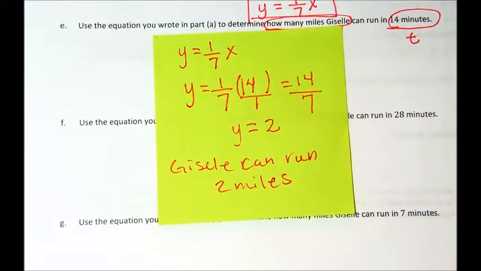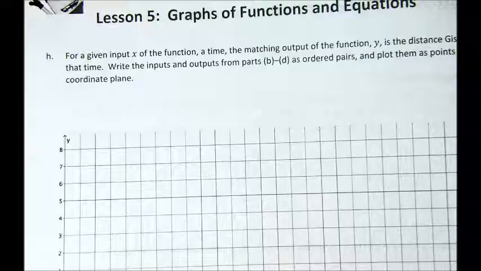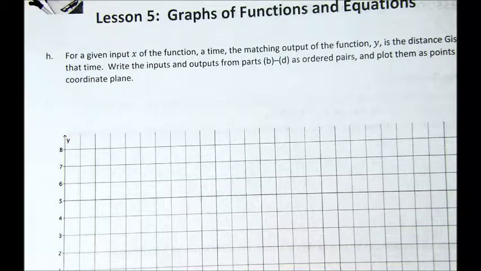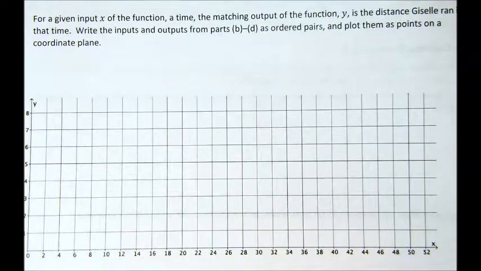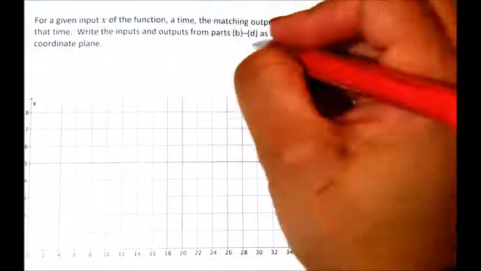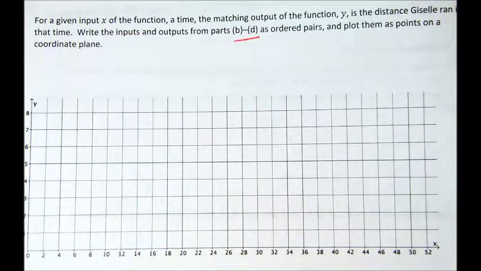Great, let's move on. Our next question. For a given input x of the function, a time, the matching output y is the distance. So for any given time, there should be a matching distance Giselle ran in that time. Write the inputs from the work that we just did as ordered pairs and plot them on the coordinate plane. What does the work from parts B through D look like as ordered pairs?